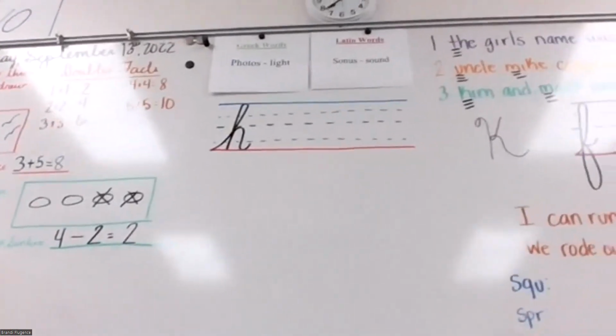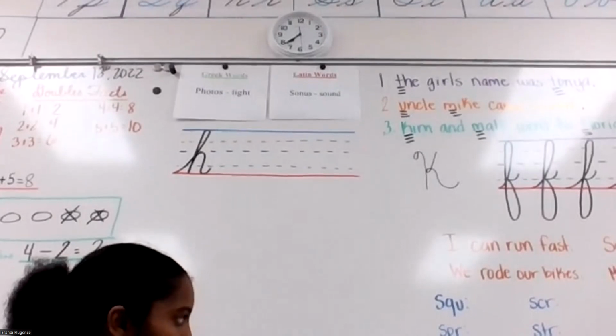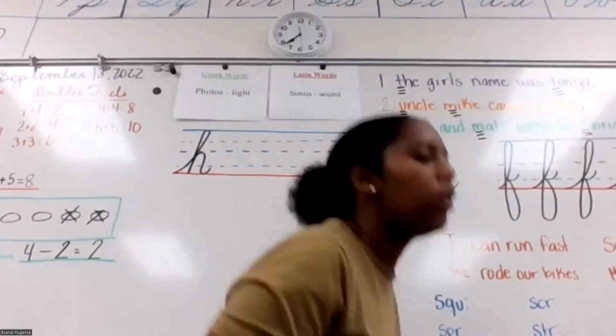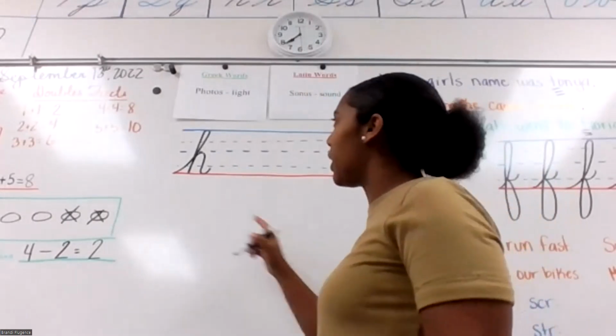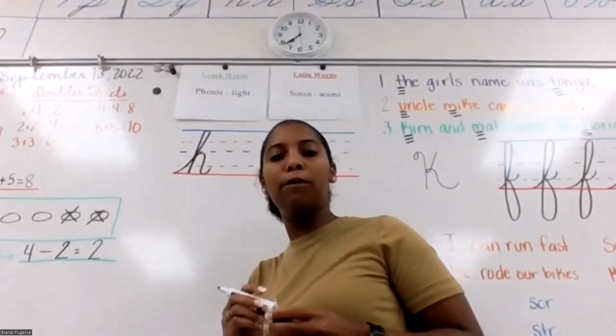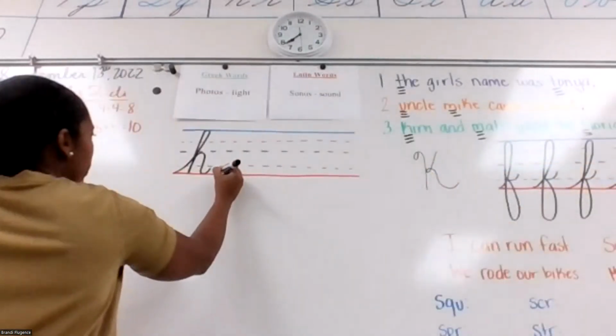Let's go ahead and get started on letter H. All right, so letter H is kind of sort of like two letters put together, like an L and an N, kind of. Okay, so just a review of letter H. Letter H will start here on your red line.